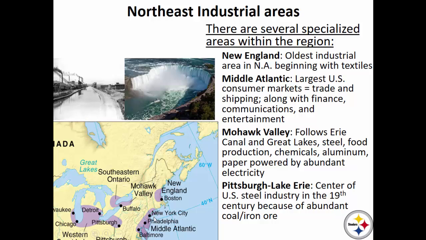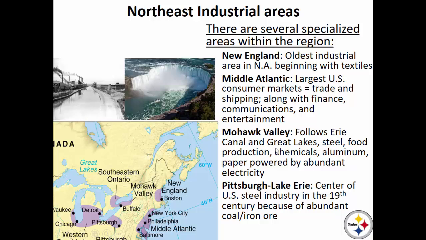And it's centered around the Great Lakes area, so therefore there's a lot of steel because, of course, we have iron and coal being produced. There's a lot of food production in this area, so a lot of canning and mass production of food products. We've got chemicals that are being produced. We've got aluminum being produced with the large amounts of fresh water. We've got paper, thanks to a lot of forested areas in this region as well. A lot of our paper is produced in the Mohawk Valley, not only in the United States, but also Canada. So again, it follows the Erie Canal and the northern Great Lakes. Steel, food production, chemicals, aluminum, paper.